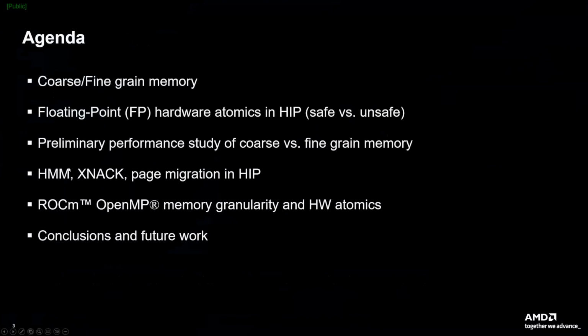So what are we going to cover here? There's a lot to cover. We're going to first talk about coarse and fine-grained memory. We're going to talk a little bit about atomics because they're closely related to this idea of coarse and fine-grained memory. We'll talk about page migration and how it gets moved from the CPU to the GPU.